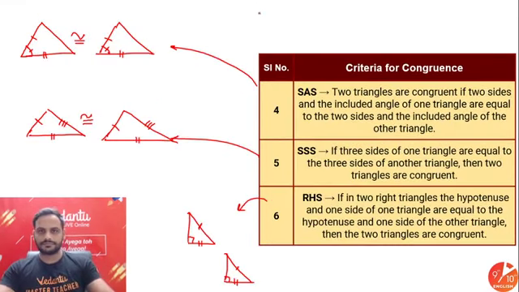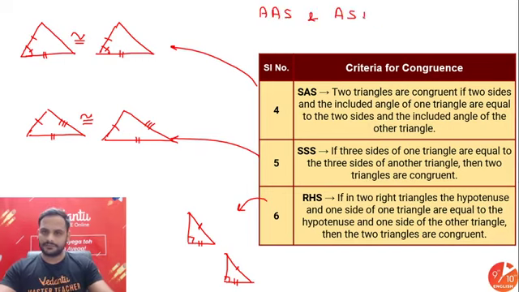Okay, which is angle angle side and angle side angle. As the name suggests, angle angle side. All right, this angle and this angle will be equal. This angle and this angle will be equal, and then the side. So this side and this side is equal.